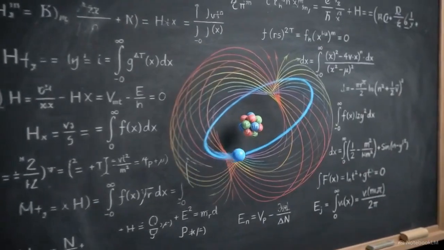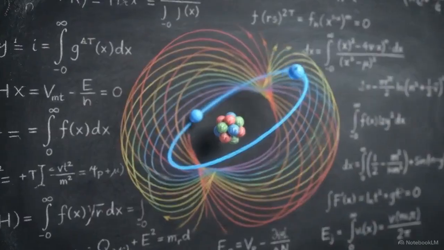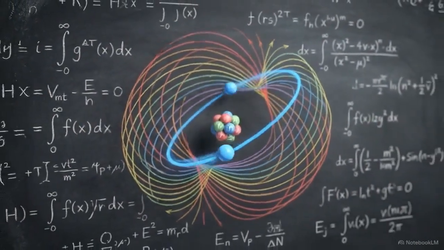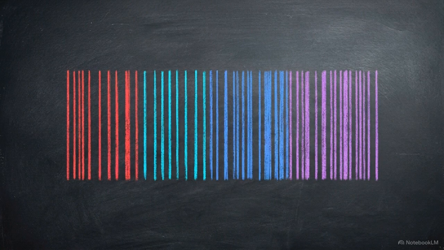By forcing the electron to obey the constraints of special relativity and mapping its internal magnetic environment, we correct the Bohr approximation and reveal the exact mechanics driving the atomic spectrum.